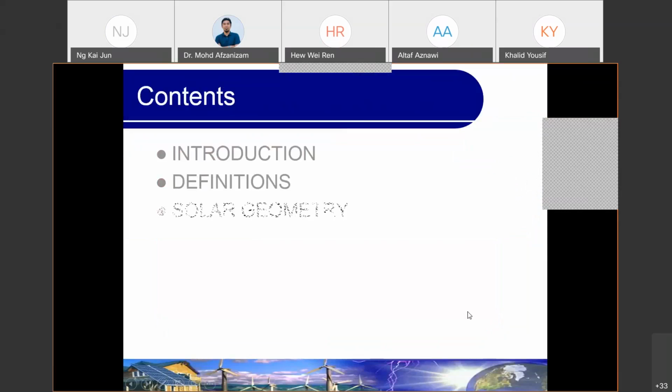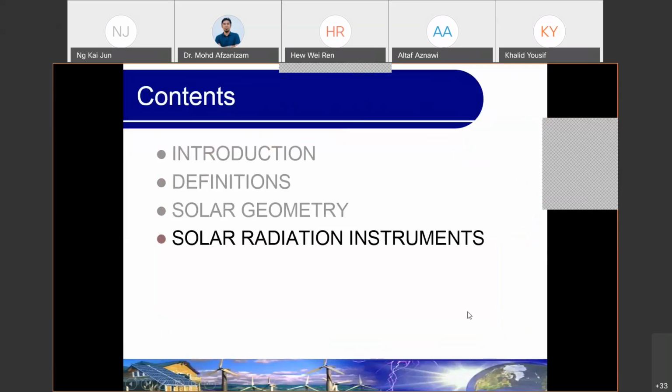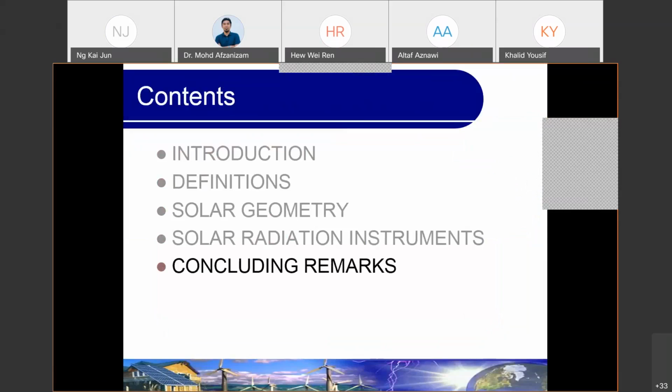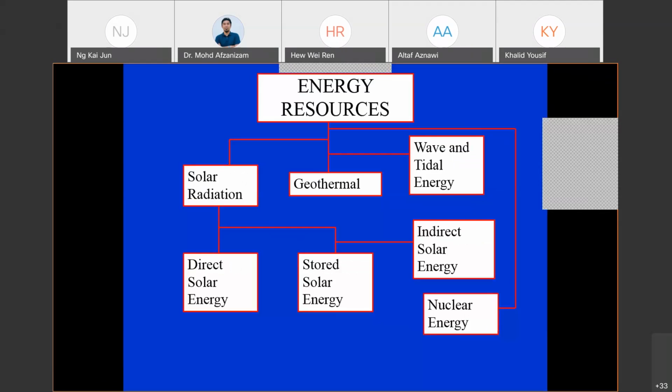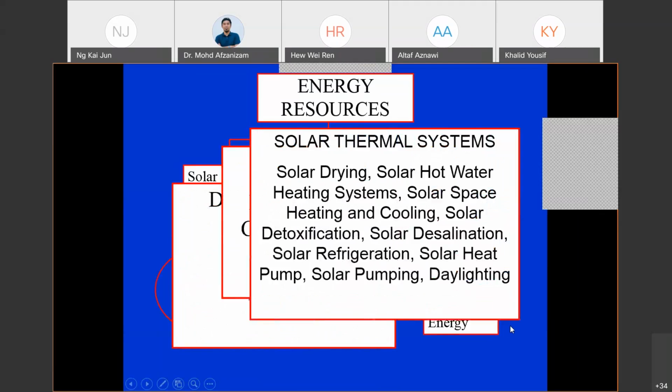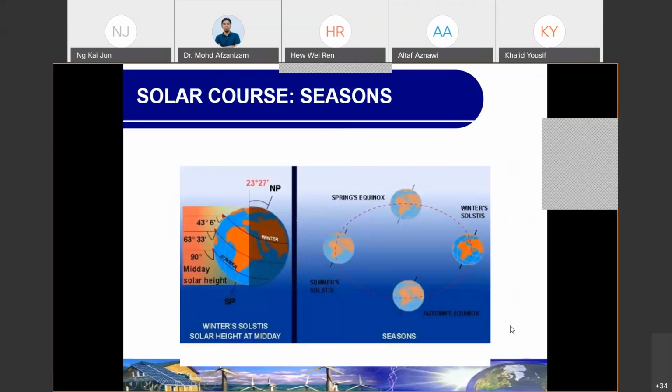So today we will cover more on solar geometry, the solar relationship instrument, and also the solar pathfinder. Okay, so pathfinder. I think this one has been covered previously, so I will skip this one. This one as well. Okay, so this is the solar class and season. Okay, and P refers to the North Pole.